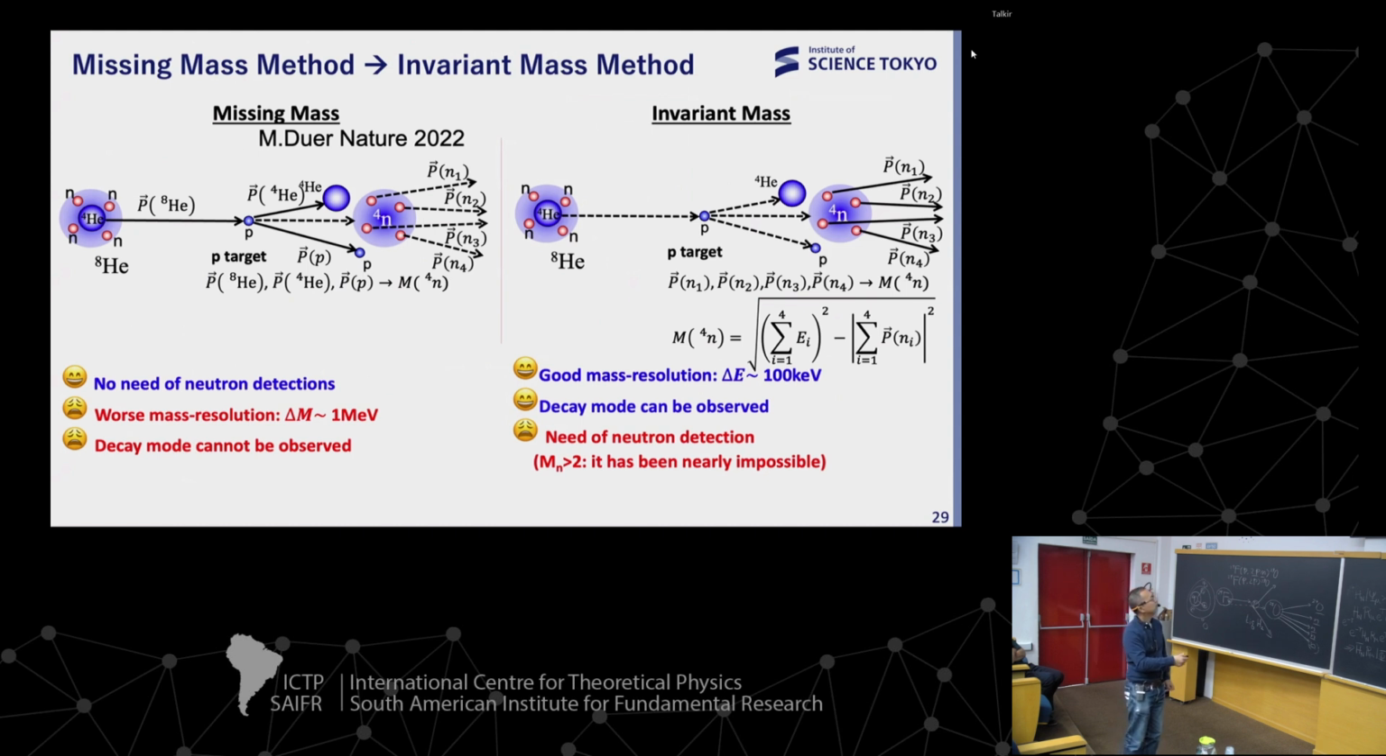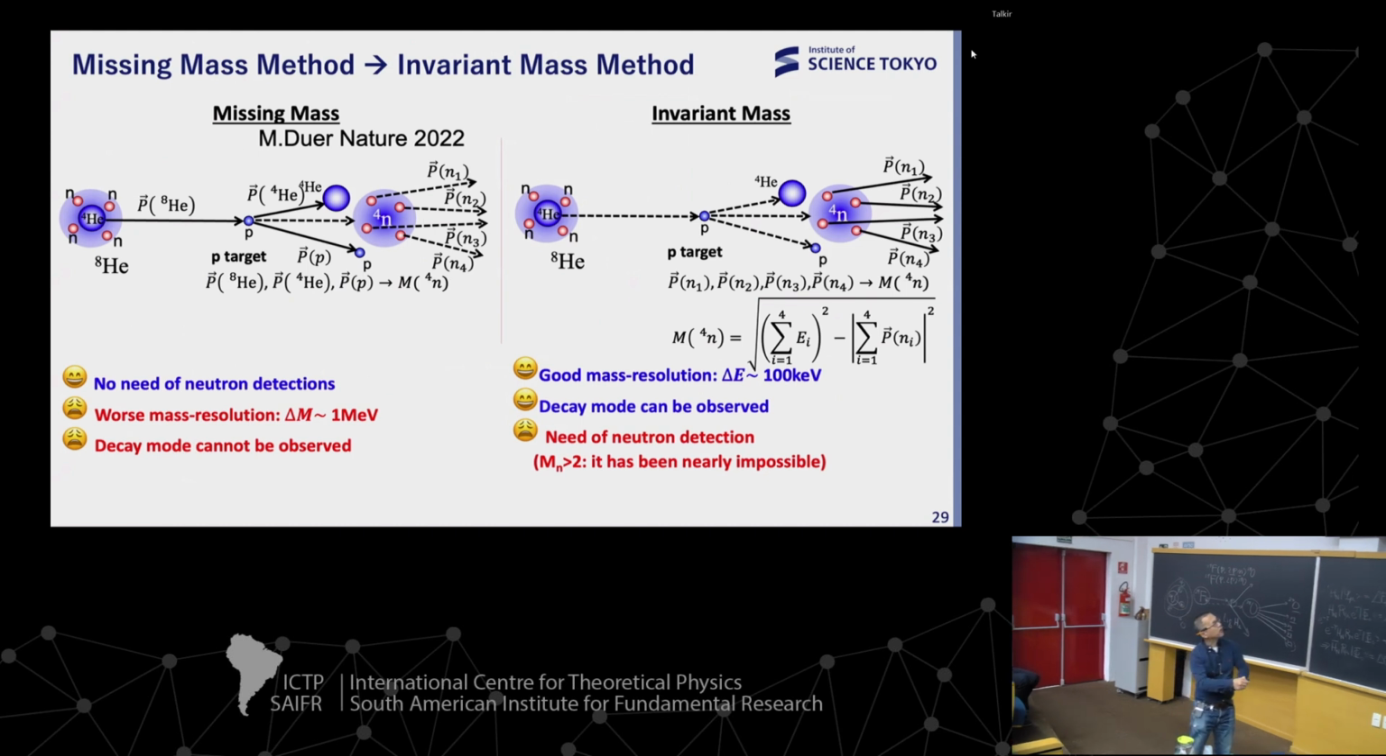But on the other hand, the energy resolution is not so nice, usually 1 MeV at best. And we don't know the decay mode, because we don't measure neutrons, so we don't know how the neutron systems decay. Okay? So we would like to move to invariant mass spectroscopy.